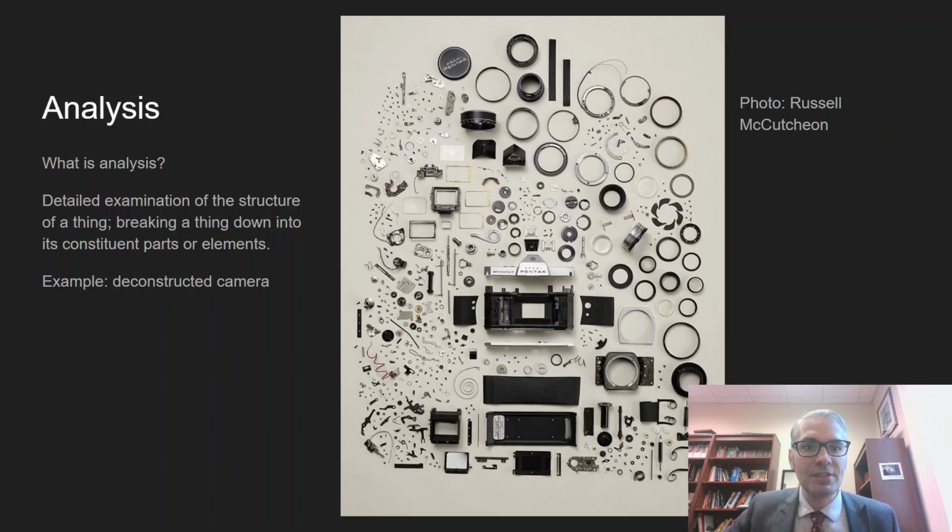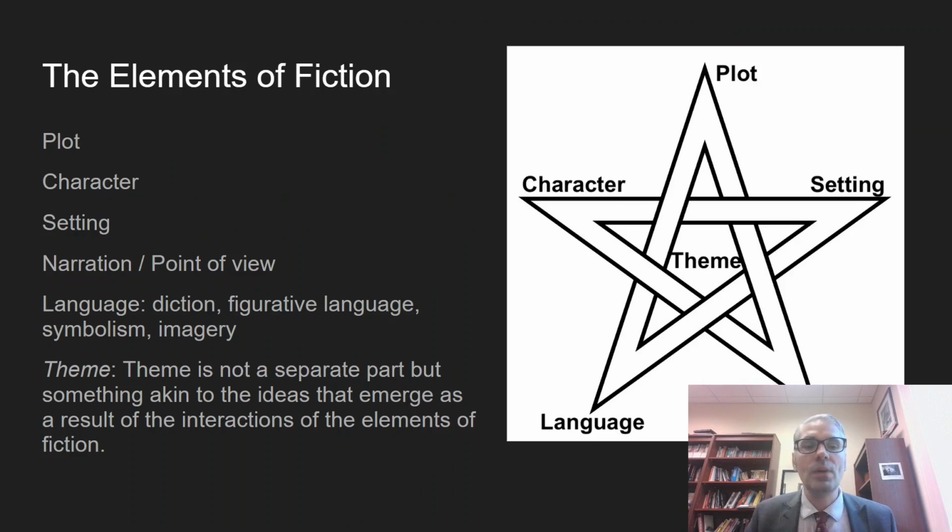So I have this photograph by Russell McCutcheon of a camera that's been completely disassembled. Somebody who's doing analysis will first disassemble this object, and then analyze its constituent parts. And that's what we're going to be doing when we analyze fiction. We have to take it down to its constituent parts and analyze those parts and see how they're working together. So what are the constituent elements of fiction?